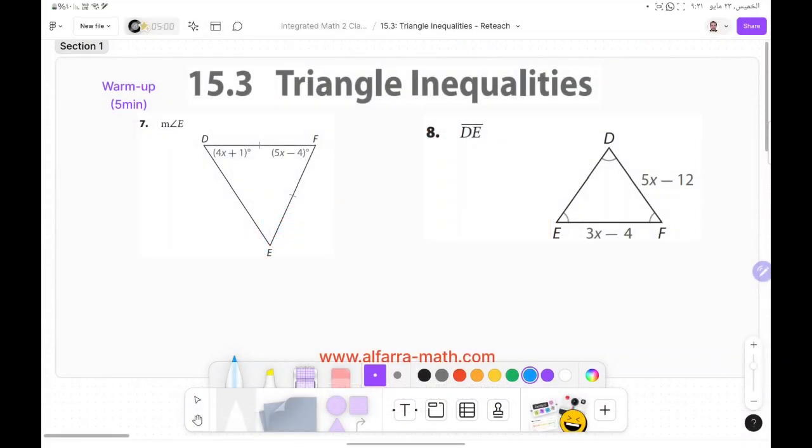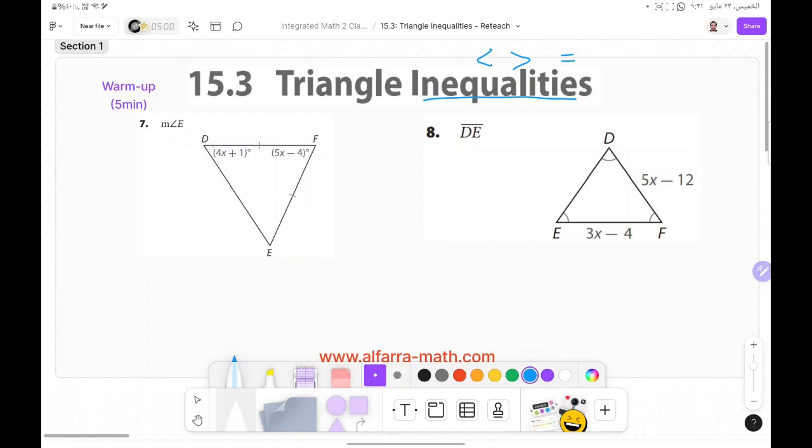Today we're going to learn about 15.3 triangle inequality. Now, triangle inequality, as you can see here, inequalities means we are talking about less than, greater than, or equal. So this is the meaning of inequalities. Okay. Now, you have here two questions. Try to solve them from 15.2.